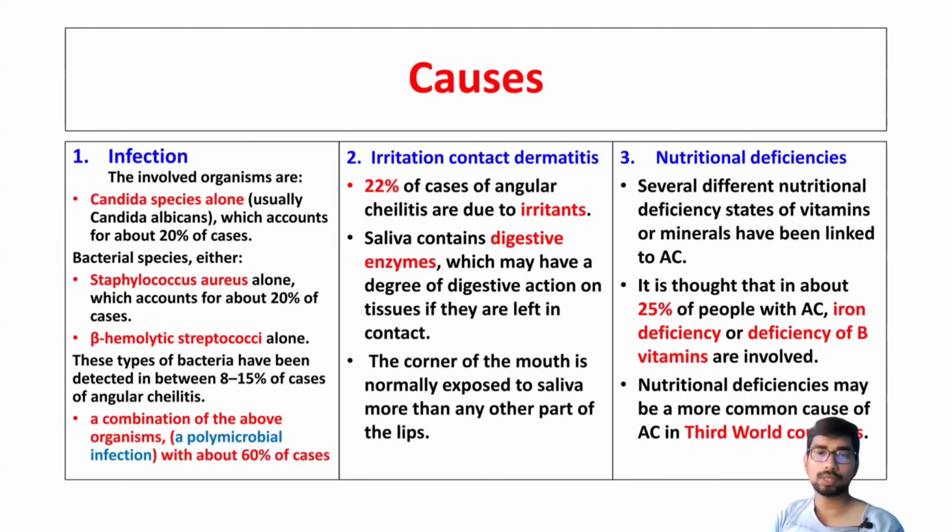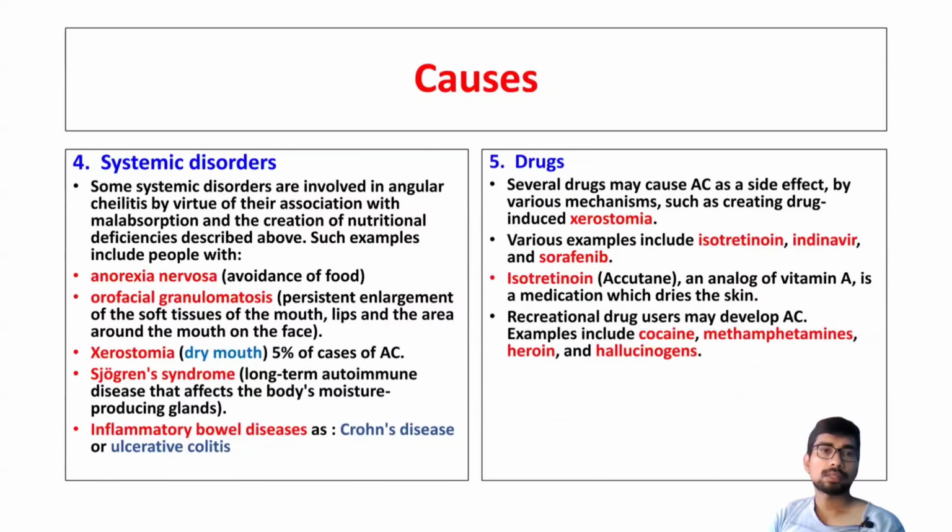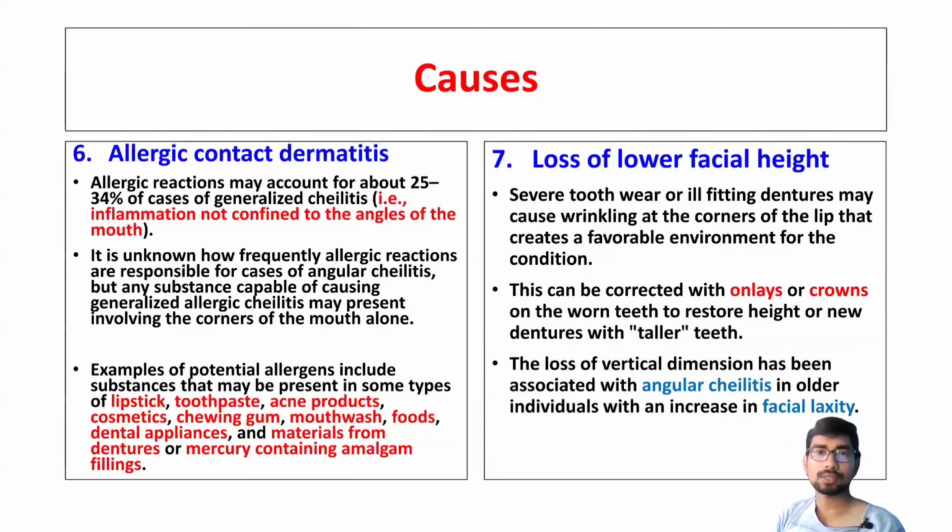So in any case of stomatitis, we can do B complex vitamin analysis and iron analysis, hemoglobin percentage and iron analysis. Some systemic disorders are involved in angular cheilitis by association with malabsorption, anorexia nervosa, orofacial granulomatosis, xerostomia, Jordan syndrome, and inflammatory diseases like Crohn's and ulcerative colitis. Several drugs associated with xerostomia include isotretinoin, sorafenib, and indinavir. Isotretinoin, an analog of vitamin A, is a medication which dries the skin. Recreational drugs like cocaine, amphetamine, and heroin also cause these.